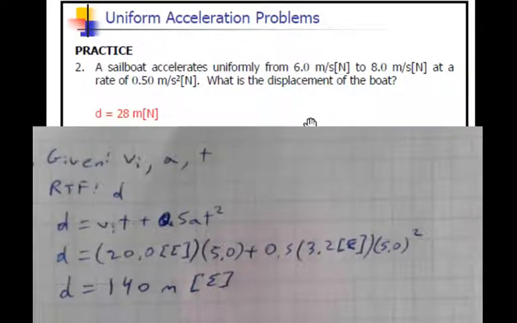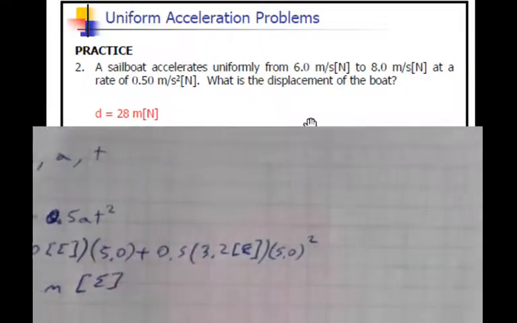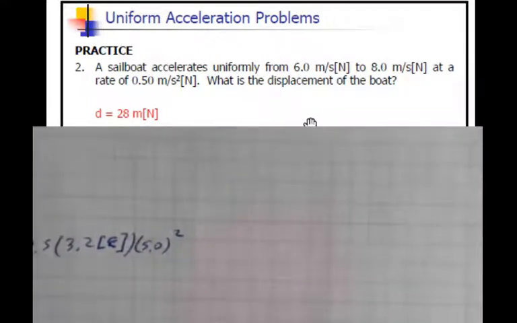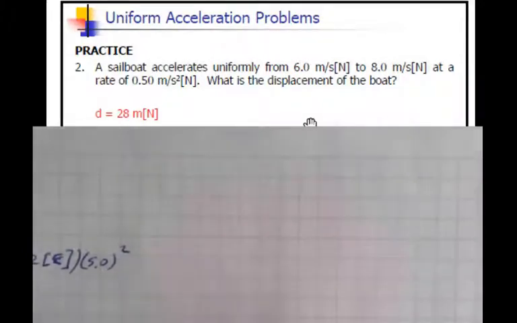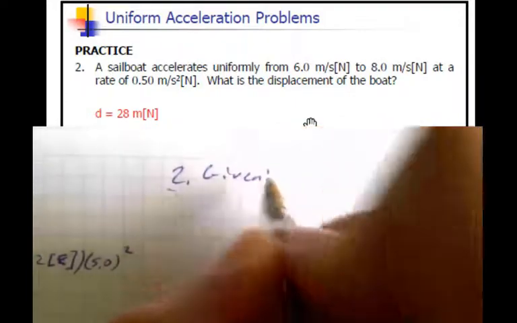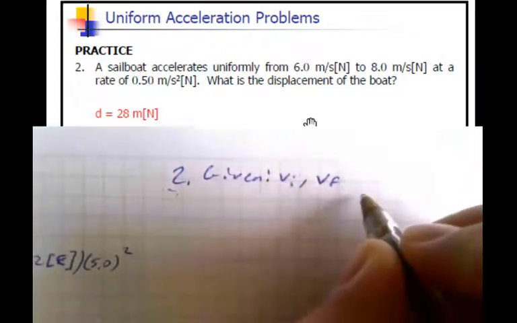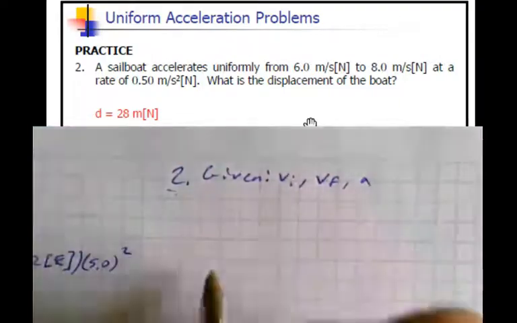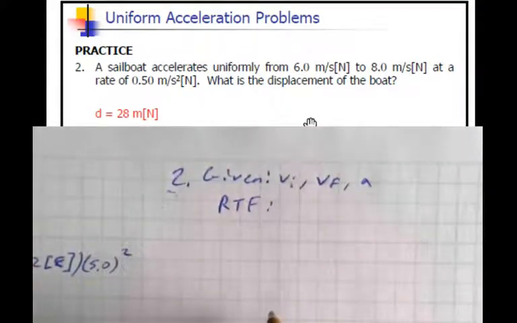Here we have a sailboat, and this sailboat has a uniform acceleration. It goes from 6 meters per second north to 8 meters per second north, and it accelerates at 0.50 meters per second squared north. What's the displacement of the boat? So let's write down for question 2 our given information. We're given VI, we're given VF, we're given A. We are required to find the displacement, D.